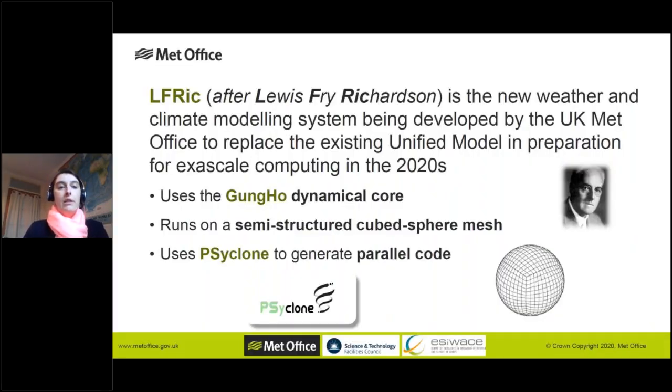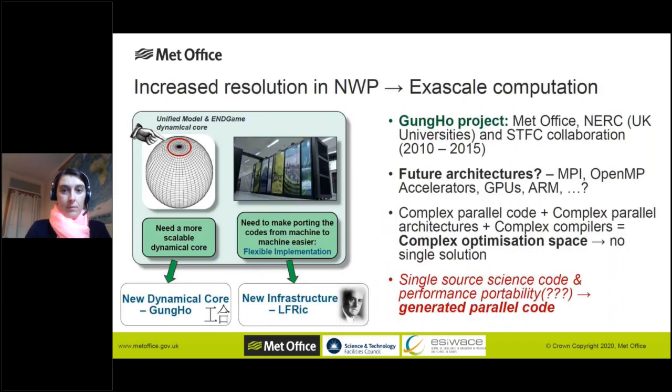So just to reiterate, the name of ELFRIC comes from one of the pioneers of numerical weather forecasting, Lewis Fry Richardson, and it is the new weather and climate modeling system developed by the UK Met Office to replace the existing unified model in preparation for exascale computing. So ELFRIC uses the Gung Ho dynamical core, of which I'm going to tell in a bit. It runs on a semi-structured cube sphere mesh, as Andy has already said, and it uses Cyclone to generate parallel code.